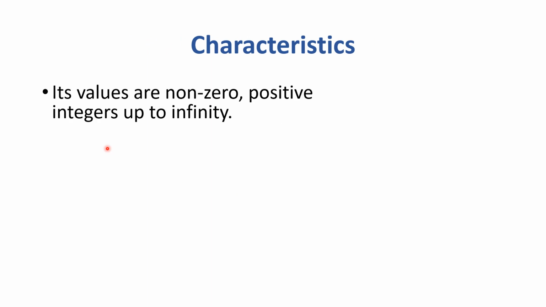Let's see the characteristics of the principal quantum number. Its values are non-zero positive integers up to infinity. n equals 1, 2, 3, 4 and so on. Remember one thing, zero will not come here. The value of the principal quantum number will start from 1.